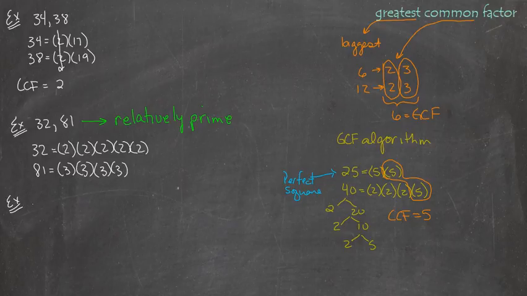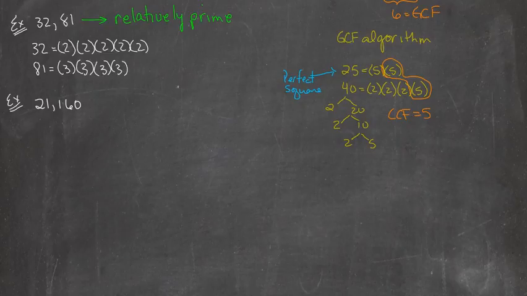Let's do another example. Let's find the GCF of 21 and 160. So again, the GCF algorithm says write them one on top of the other, and then by whatever method, write them as a product of primes. 21 doesn't divide by 2, it does divide by 3. 3 is the smallest prime number that divides 21. And when I divide 21 by 3, I'm left with 7, which is also prime.